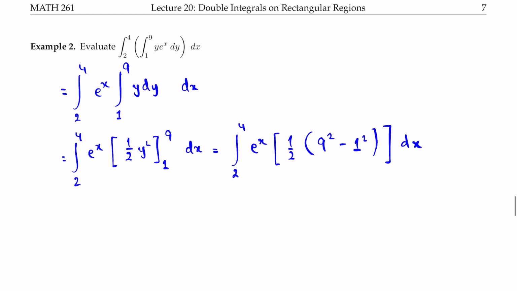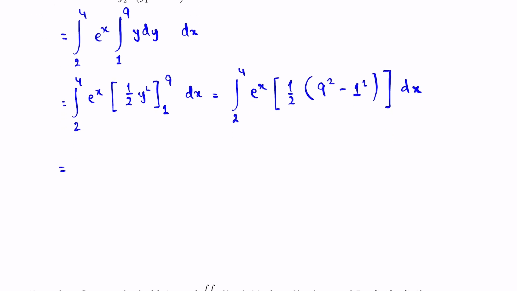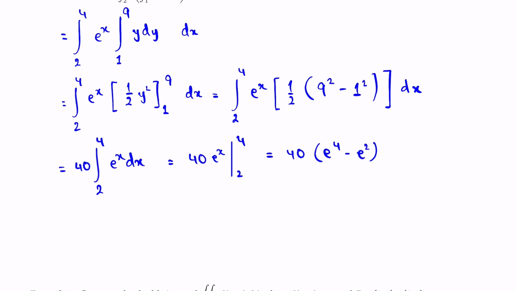And you can pull 40 out of the integral operation to get 40 times the integral from 2 to 4 of e to the x dx. And the antiderivative of e to the x is just e to the x, so you get 40 times e to the x, evaluated at 2 and 4. So you have 40 times (e to the 4 minus e squared).